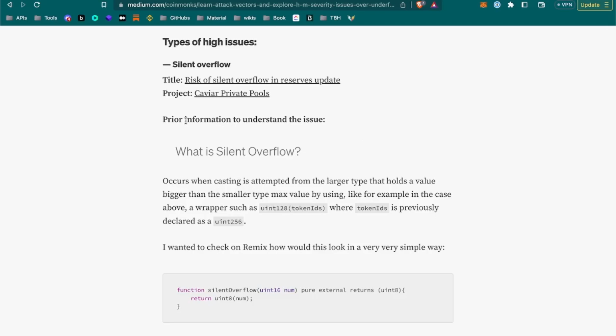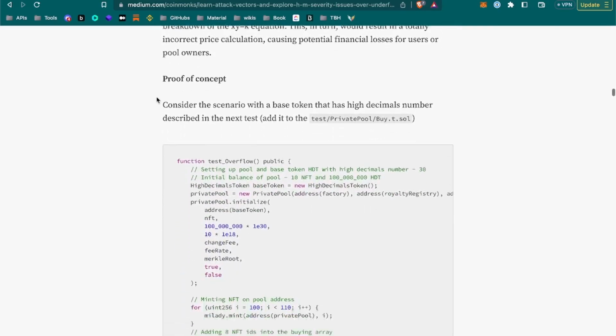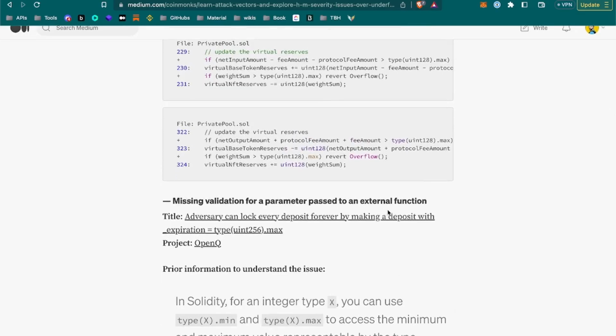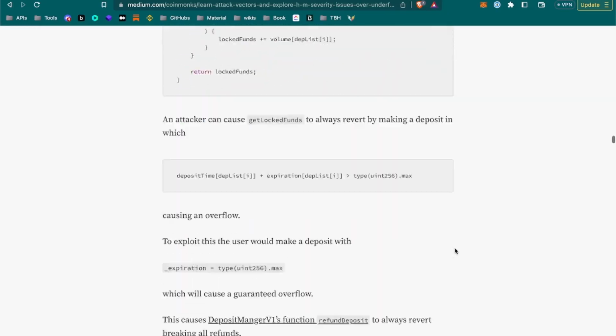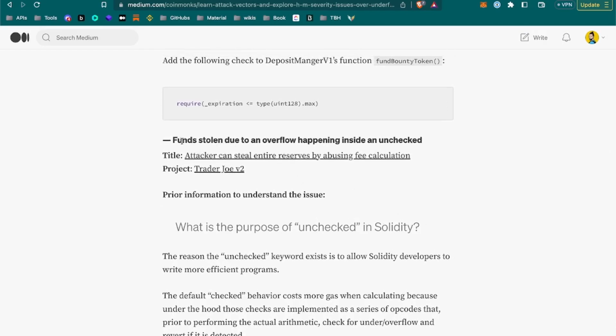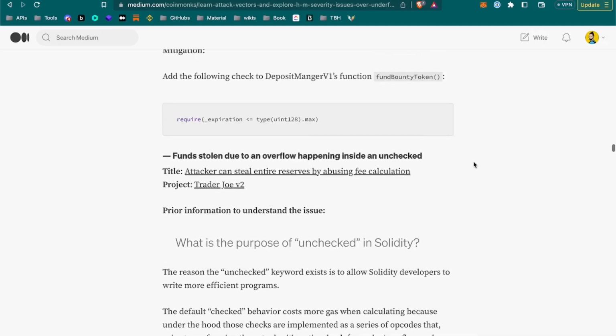In general, I'm going to show three main issues, and I will go through two of them. First is silent overflow. The next one is the missing validation for a parameter passed to an external function, so basically always making sure that we check the parameter. And the third one that I want to go through is the funds stolen due to an overflow happening inside unchecked. I'm sure you have heard of unchecked in Solidity. We will go through it as well.